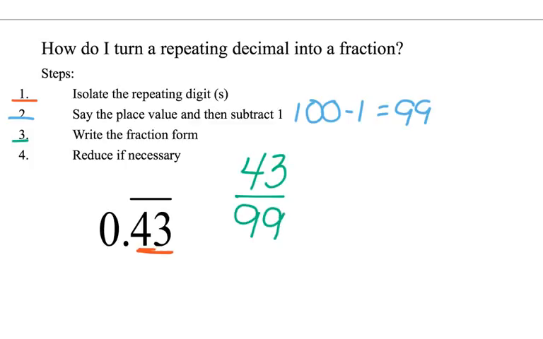And my last step is to reduce if necessary. Well, I know that 43 over 99 is as simple as it can be because 43 is prime and 43 doesn't go into 99 evenly. So my fraction for this repeating decimal is 43 99ths, okay, or 43 over 99.